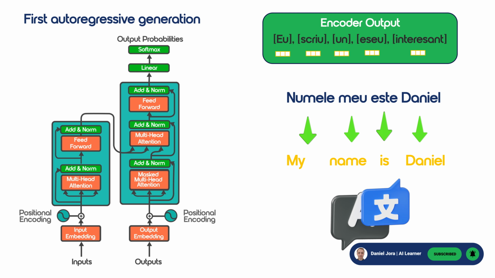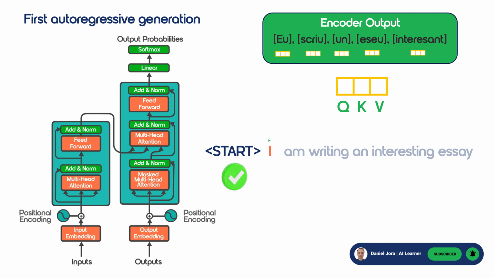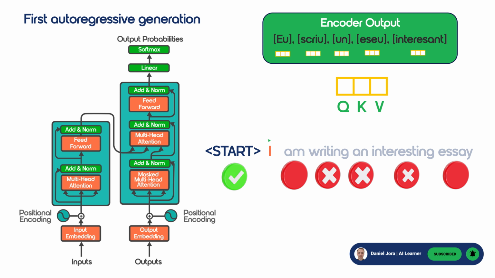How does it work? Like the encoder, each word generates query, key, and value. A mask is used to ignore future words. For example, "I" can only interact with start, not "am" or "writing." Attention scores are calculated only for visible words, creating a contextual representation of the generated sequence.